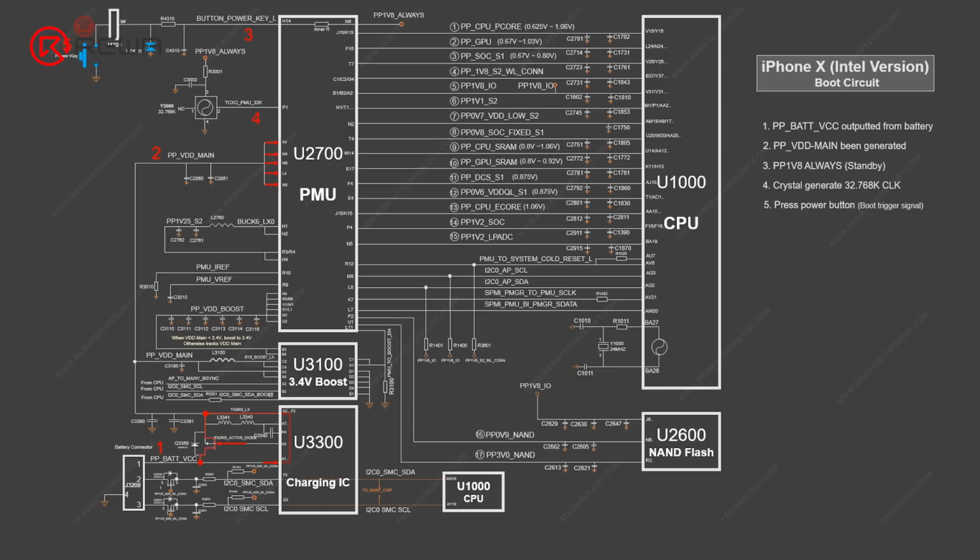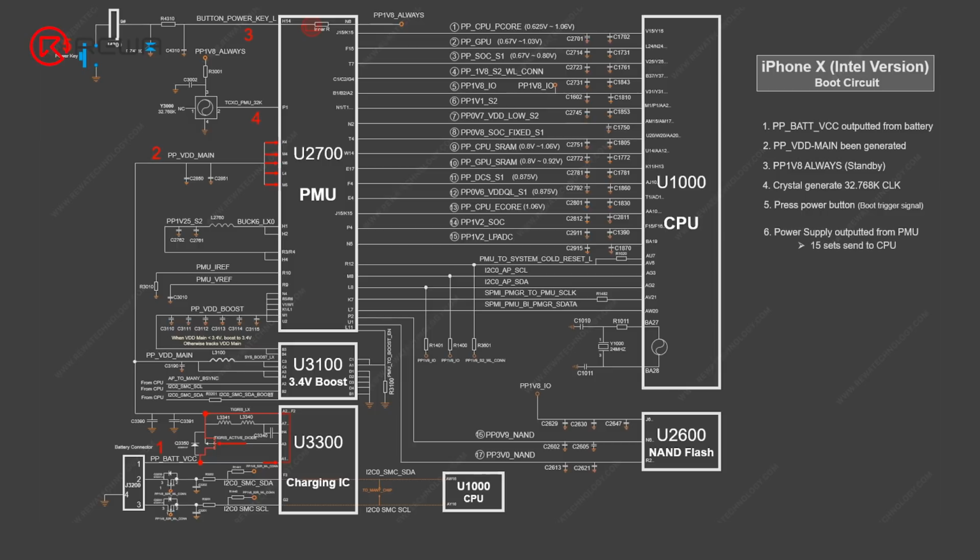So this kind of modified sine wave signal is just like a boot trigger signal. It will send it to the PMU. When the PMU receives this signal, the PMU will get to work to power the other chips. And in the boot circuit, it's mainly used to power the CPU and NAND flash. So next stage, let's see how the CPU and NAND flash work.